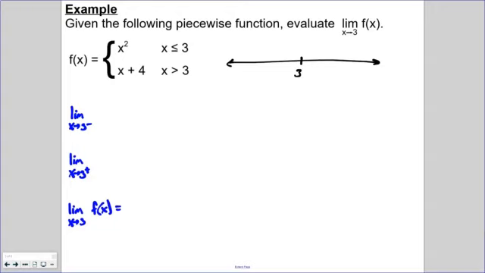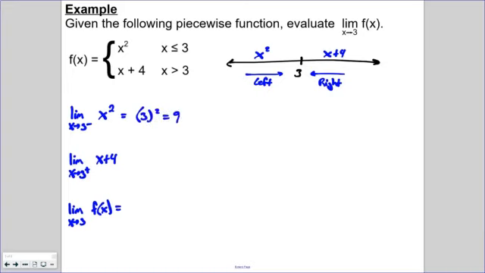Alright, so just like before, I find it helpful to draw a number line, and I'm going to put our a value in the middle, which is 3. And I can see here that when x is less than 3, the function we're going to use is x squared. When x is greater than 3, the function we're going to use is x plus 4. So that means when we approach 3 from the left-hand side, we'll be using x squared. And when we approach 3 from the right-hand side, we will be using x plus 4.